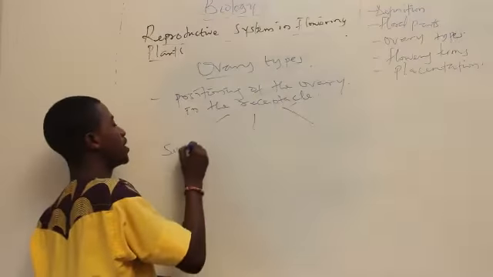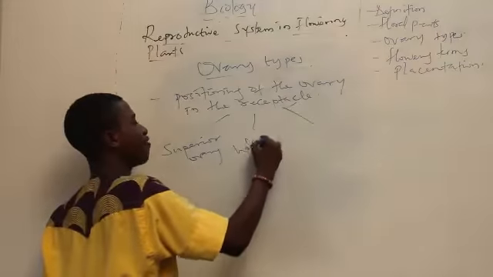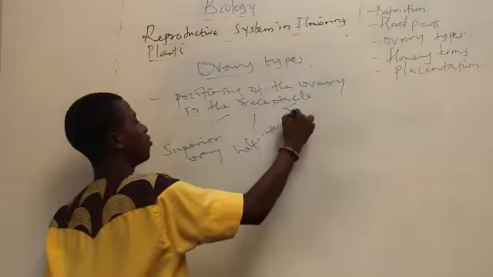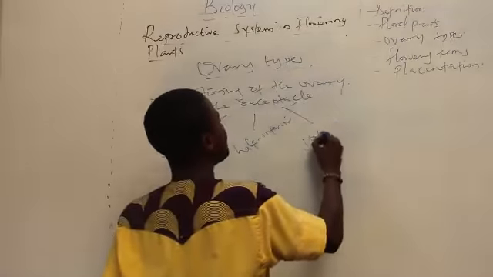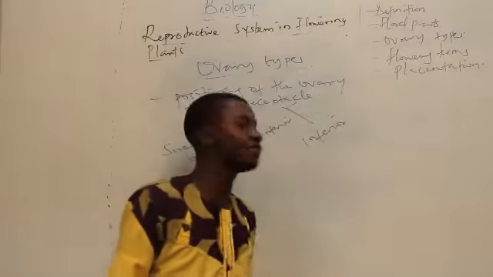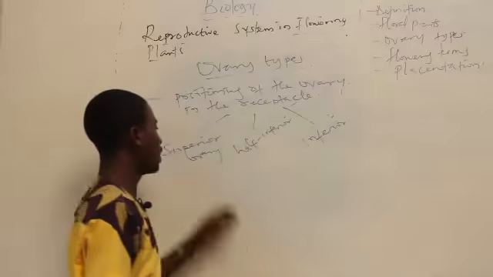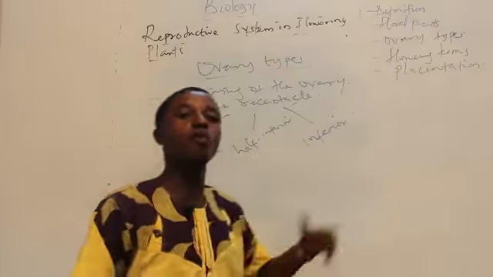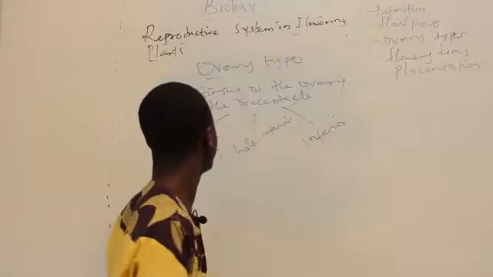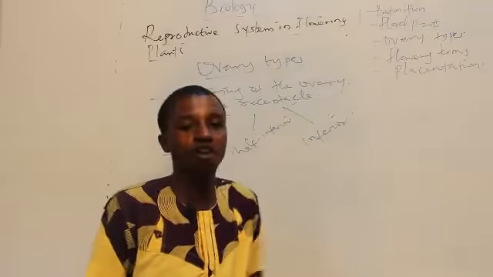On that note, we have three different types of ovary. We have the superior ovary, the half inferior, and lastly the inferior ovary. And so now, what is a superior ovary? A superior ovary is a type of ovary that is placed above other floral parts.